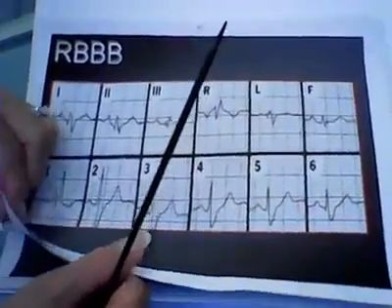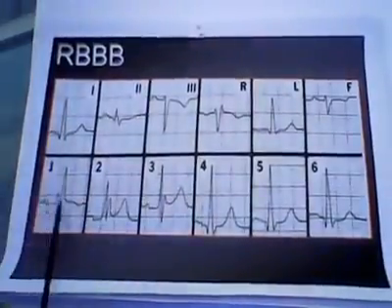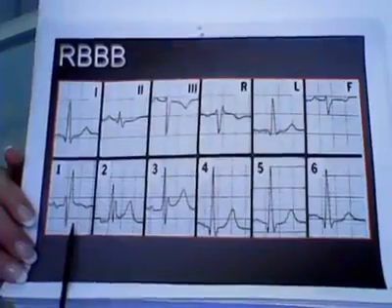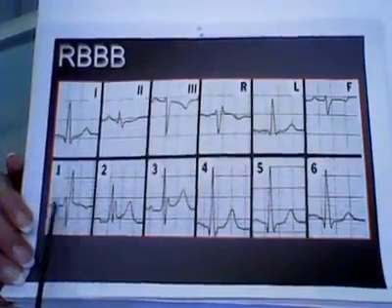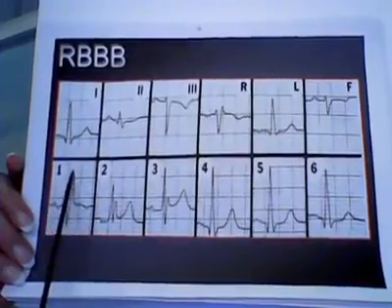Let me show you more. I think I have more. This is a right bundle branch block. We look at V1. You notice here's a P wave, little r followed by a big R.